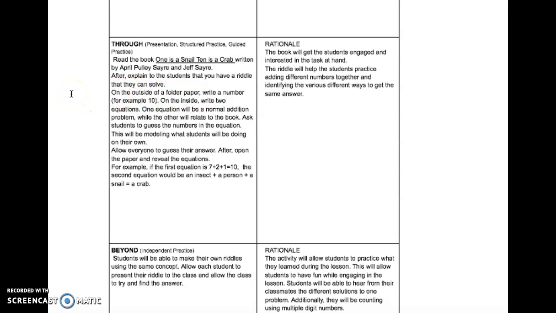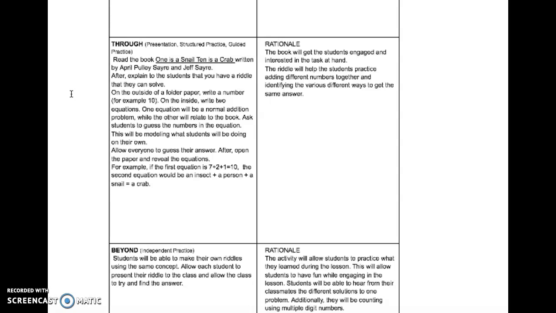On the outside of a folded paper, write a number. For example, 10. This is just an example. On the inside, write two equations. One equation will be a normal addition problem, while the other will relate to the book. And ask students to guess the numbers in the equation. This will be modeling what students will be doing on their own.